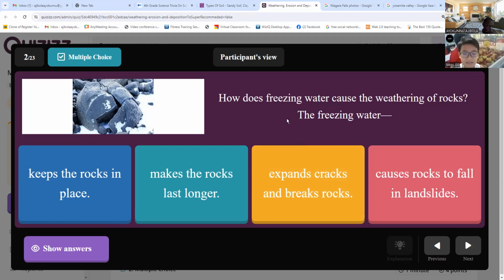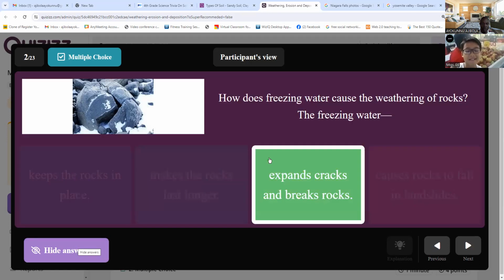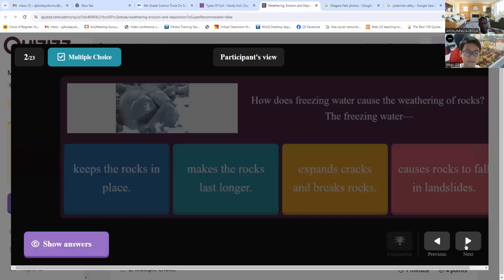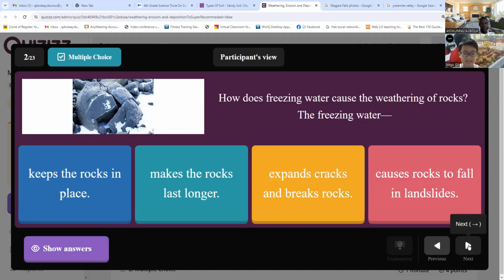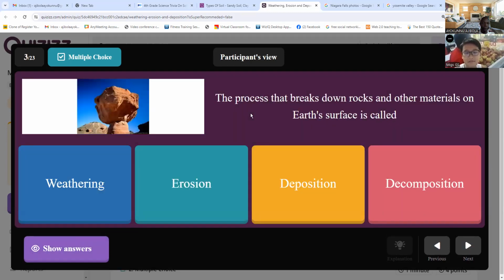So that means the freezing water is going to expand the cracks in the rocks. Then it's going to break the rock apart, and that is how it causes weathering of rocks. Is that clear? So it causes weathering of rocks by expanding the cracks in the rocks and breaking the rocks. So the next question.